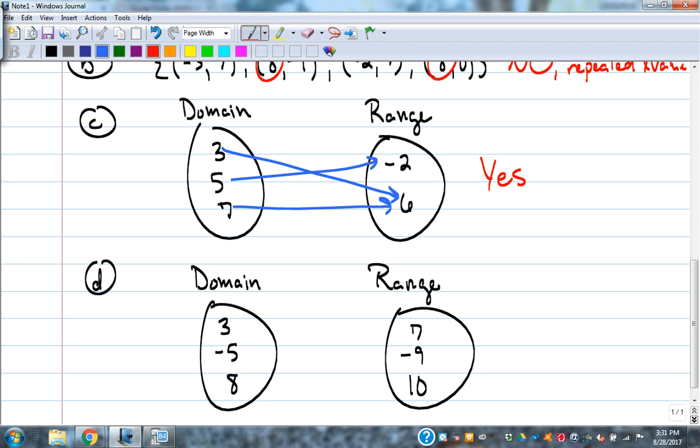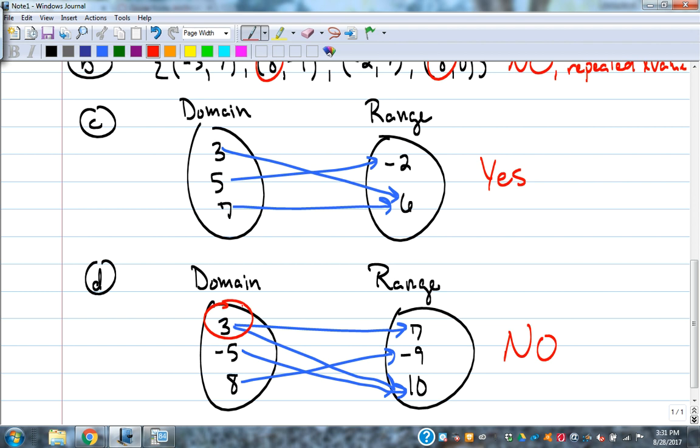So let's map the 3 to the 7, the 5 to the 10, the 8 to the -9, and then the 3 to the 10 as well. So would this be a function? Definitely not. You got that repeated x value there. Repeated x values. No can do.